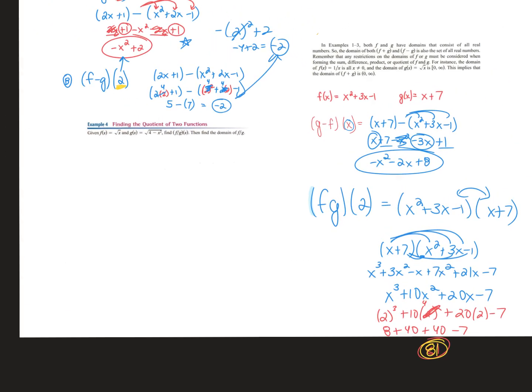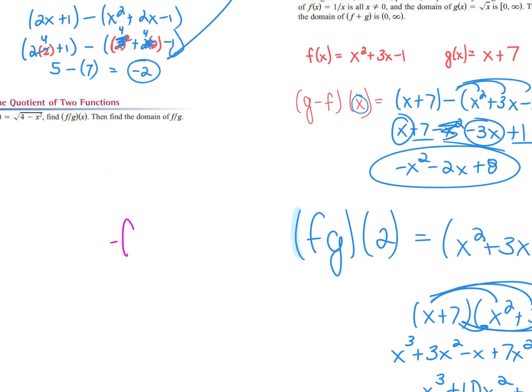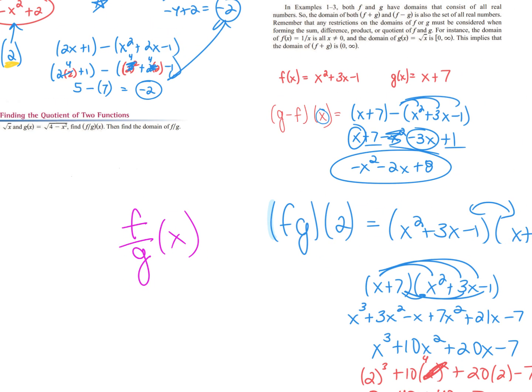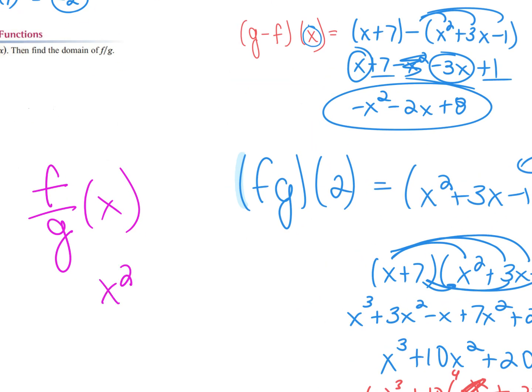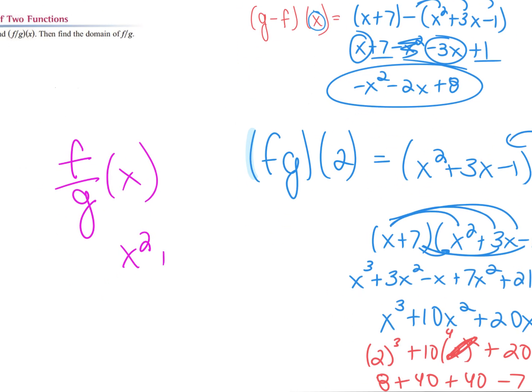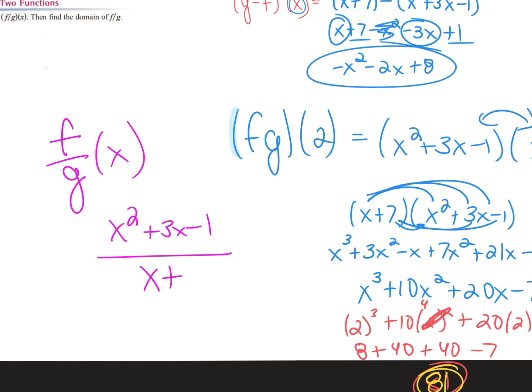What about if your problem said f divided by g of x? You put the functions on top of each other and leave it in terms of x. If it said f divided by g and there's a number, then you put f on top, g on the bottom, plug in that number. How is this one a little bit different? Well, my f over g function is x squared plus 3x minus 1 over x plus 7. You can leave it just like that.